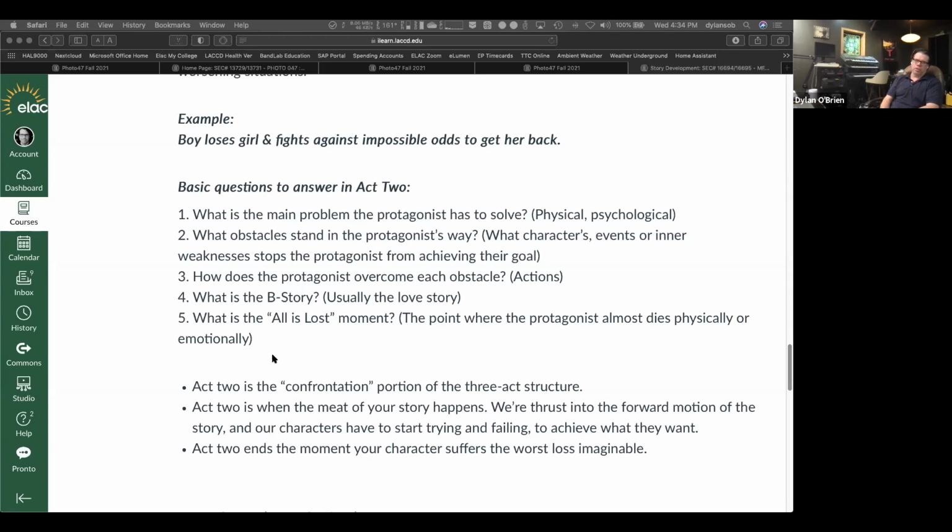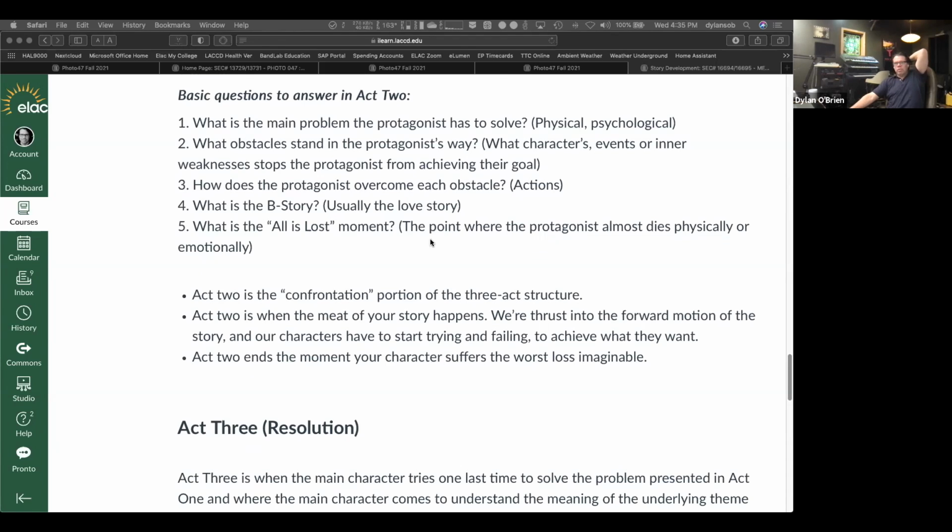Well, boom, we hit an iceberg. So that's the confrontation part of the three-act structure. This is where all the problems happen. Act 2 is the meat. We're thrust into the forward motion of the story. Our characters have to start trying and failing to achieve what they want. There should be no simple path to success. If there is, guess what? It's going to be boring. Your audience is going to be like, okay, saw that coming. Act 2 ends the moment your character suffers the worst loss imaginable. Once we get through that, that usually takes us to the last act. The last act is the wrap of the movie. Then we hit Act 3, which is resolution.